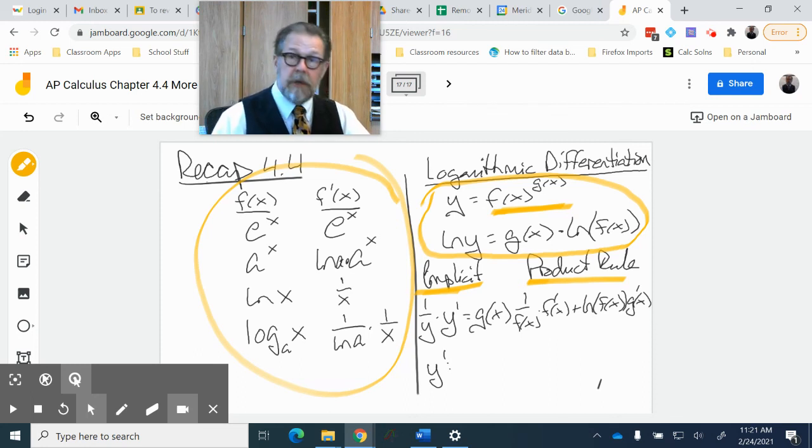We will see you back here for chapter 5 when we'll start talking about finding minima and maxima for functions.